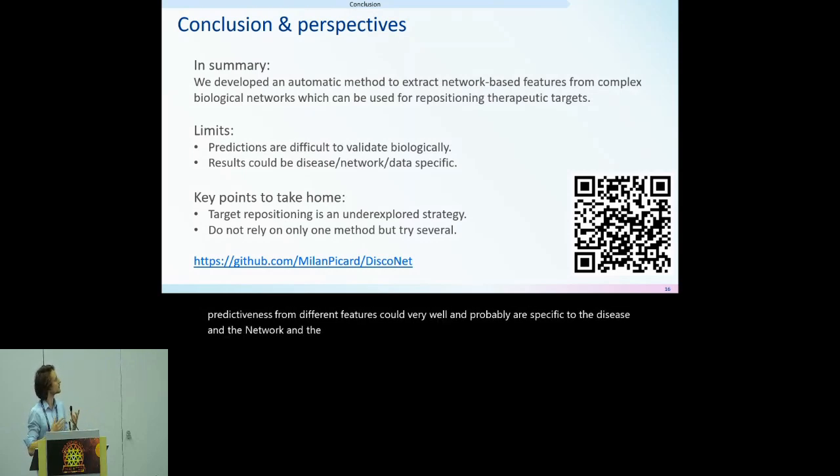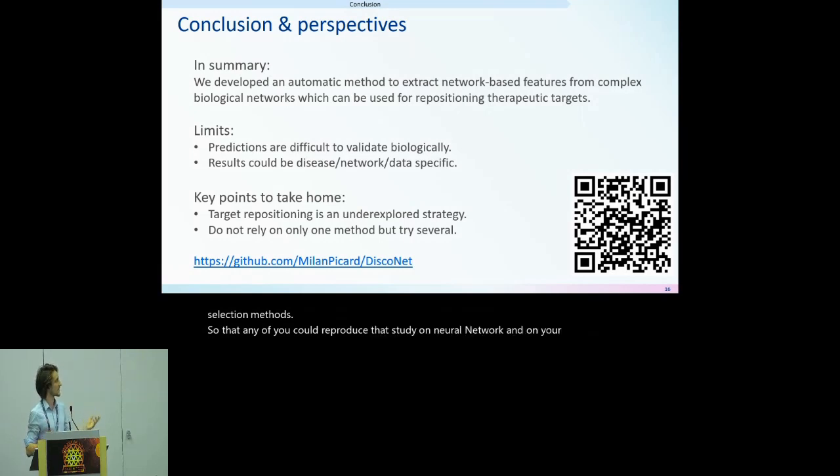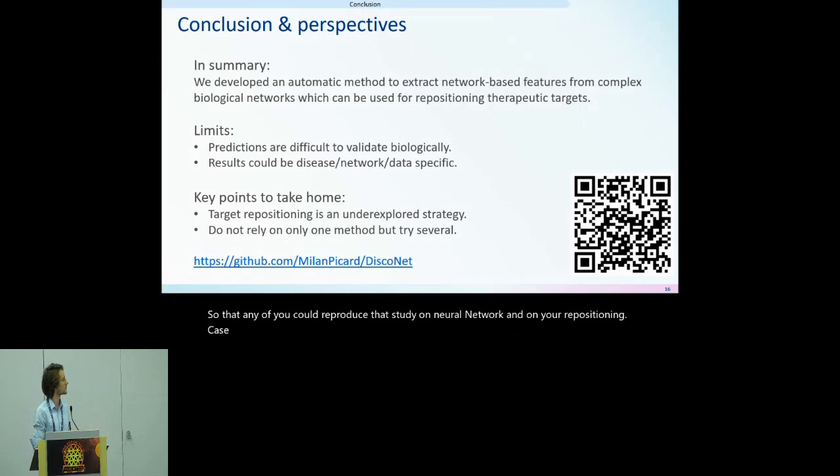To compensate for that limit, we created an R package called Disconnect that has the same function that extracts all the features with some feature selection methods, so that any of you could reproduce that study on your network and on your repositioning case, including drug repositioning if you want.